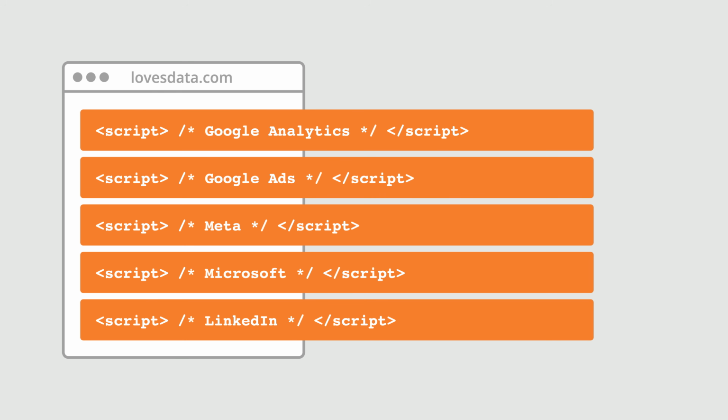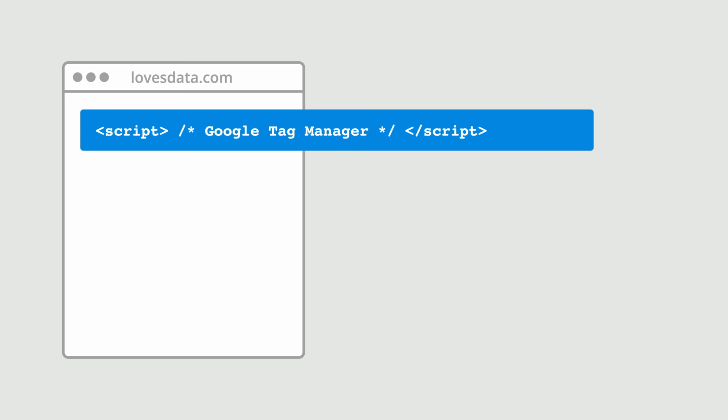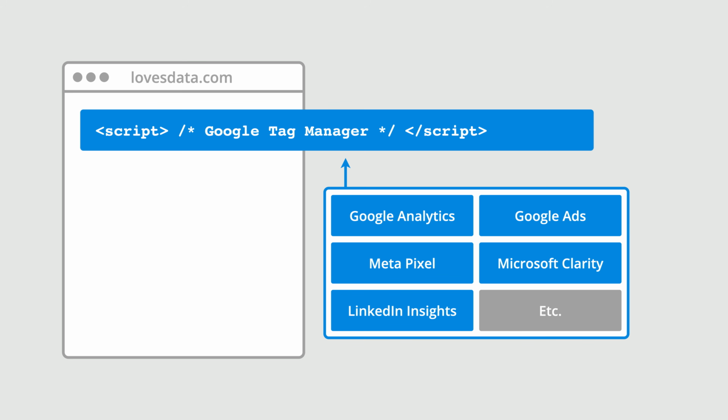You need to remember which tags have been installed, where they've been added, and when they need to be updated. Instead, we can install Google Tag Manager on our website and then manage our tags inside Tag Manager. You can think of Google Tag Manager as a layer between your website and the platforms you're using. It doesn't replace Google Analytics, Google Ads, or other platforms. Instead, it gives you a centralized way to add and manage the tags used by those platforms.